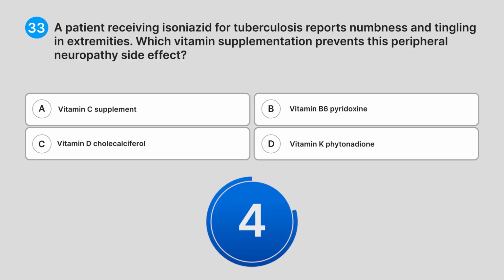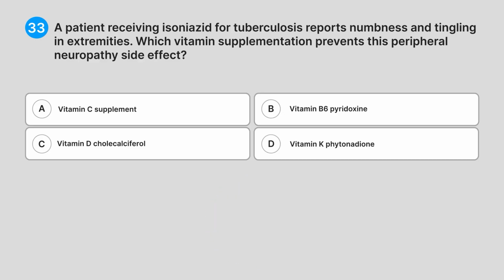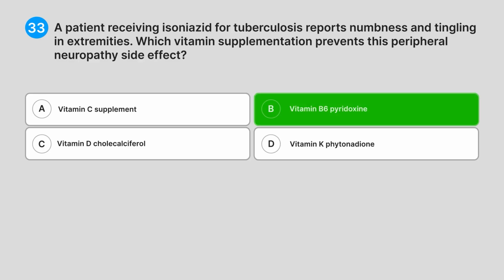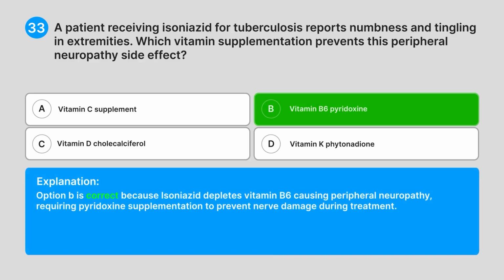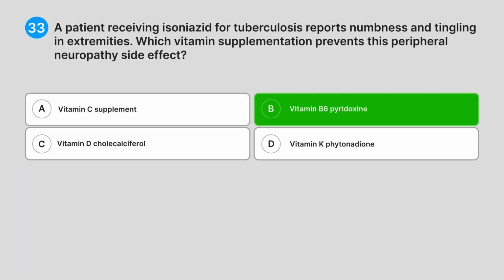Can you guess the answer? Correct answer, B. Vitamin B6 pyridoxine. Explanation: Option B is correct because isoniazid depletes vitamin B6, causing peripheral neuropathy, requiring pyridoxine supplementation to prevent nerve damage during treatment.